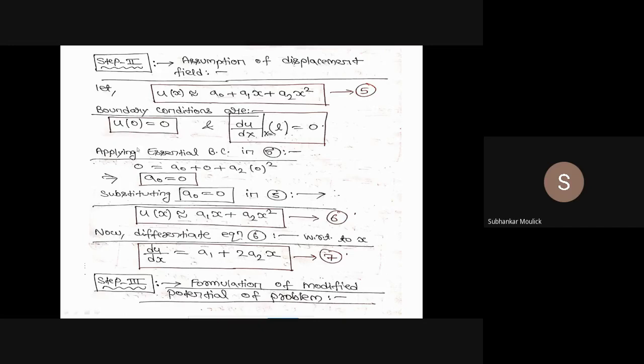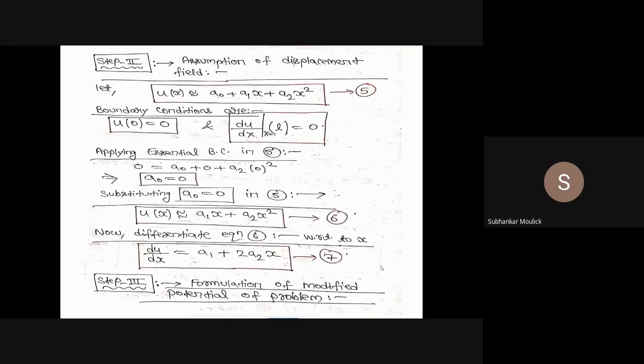Fine. So let us use the essential boundary condition of the problem, that is, the displacement field will be 0 when x is equal to 0. So in equation number 5, let us put the value of x as 0. Then u will also be 0. So u is 0, which is equal to a naught plus a1 into 0, which is 0, plus a2 into 0 square, which is 0. So I get the value of a naught equal to 0.